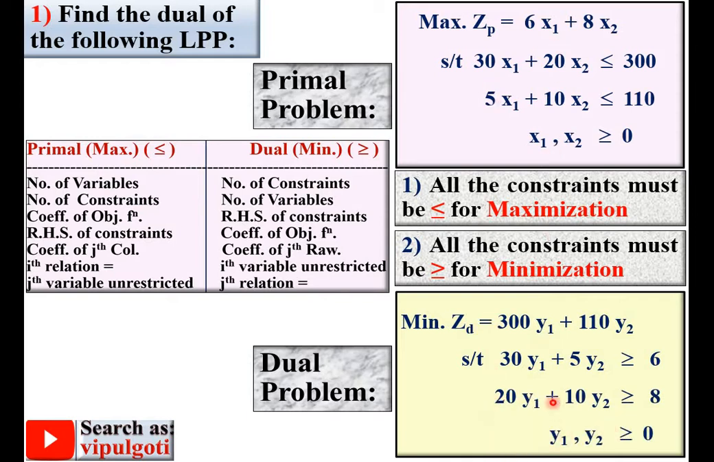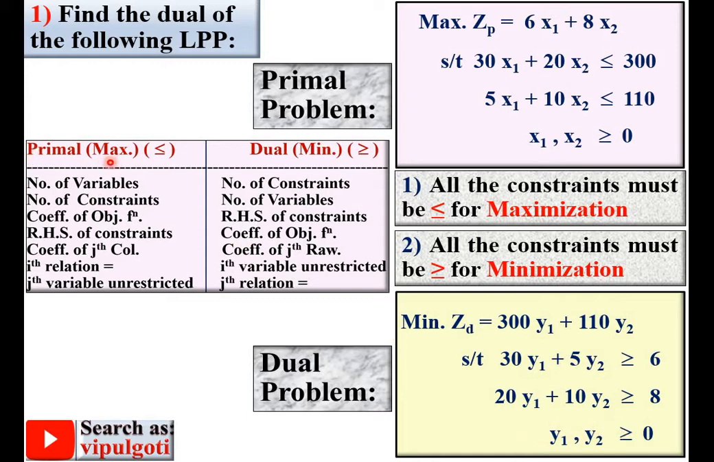Now try to understand it point by point. So here you can see the number of variables in the primal problem. Here you can see 2 variables are there, and that must be equal to the number of constraints in the dual problem. So here you can see 2 constraints are there. Next, the number of constraints in the primal problem. Here you can see 2 constraints are there in the primal problem, and that must be equal to the number of variables in the dual problem. And here you can see these are the 2 decision variables y1 and y2. So the number of constraints is 2, and here the number of variables is also 2.